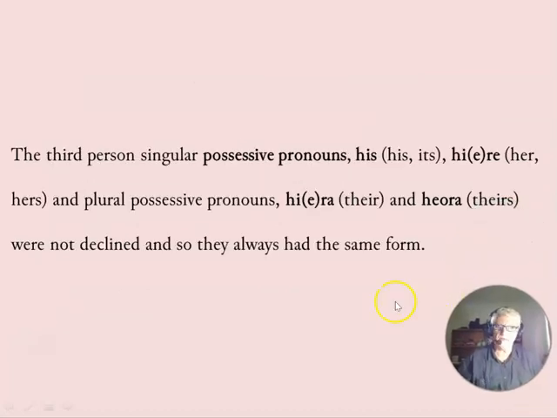Okay, the third person singular possessive pronouns: his, meaning his or its; hire, her, hers. Plural possessive pronouns: hira, their, or here, and heora, theirs. These were not declined, and so they always had the same form. You can recognize them anywhere. You don't have any different forms to them. Okay, that's enough of that.